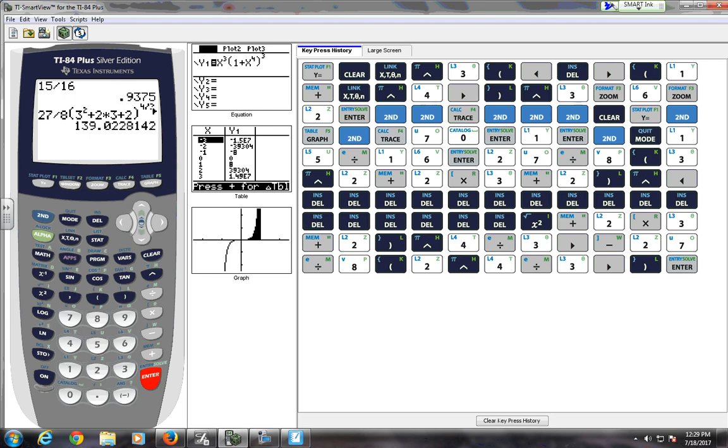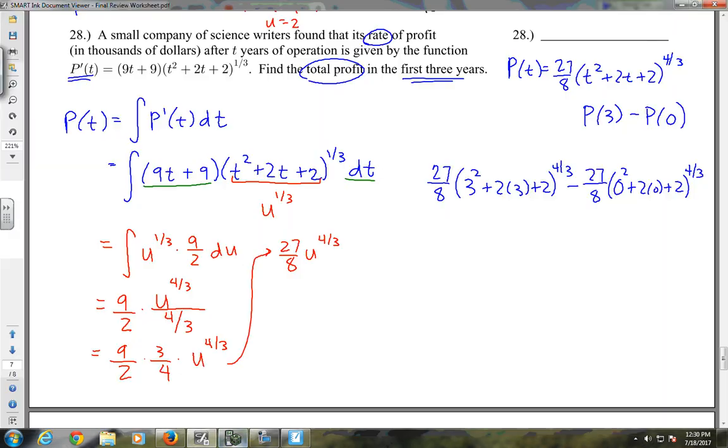139.02. Now don't forget the original problem said the profit was measured in thousands of dollars. So if I multiply this by 1,000, I need to move the decimal 3 places to the right. Okay, so $139,022, and if you want to go all the way out to 81 cents, sounds good to me. So we end up with a total profit of $139,022.81.